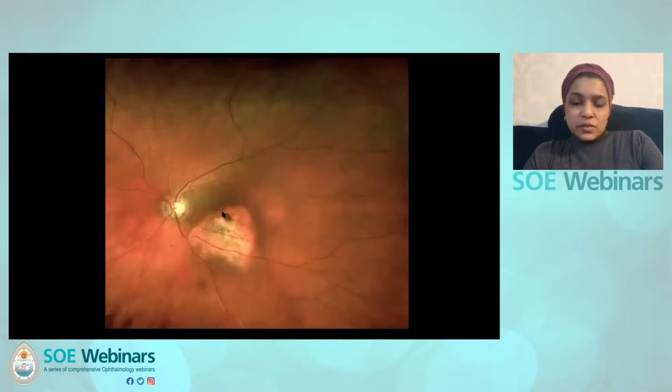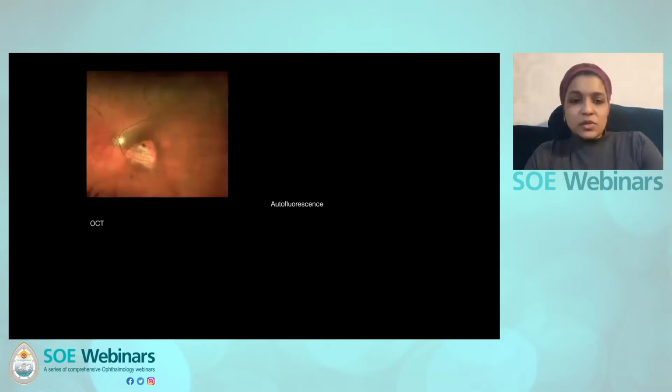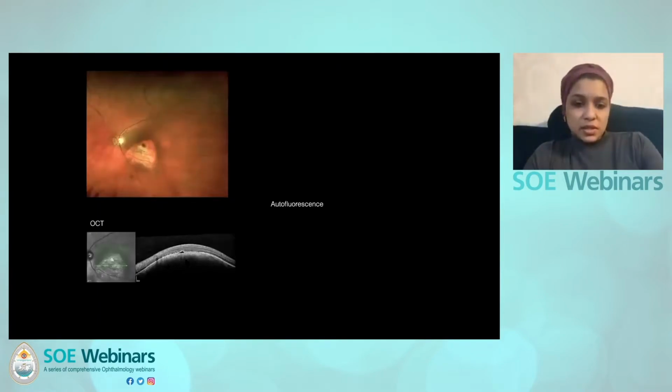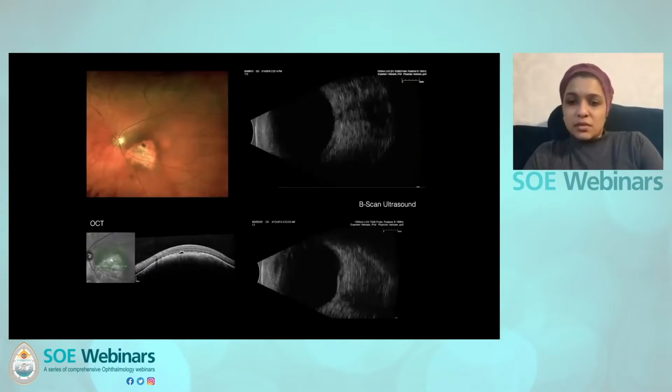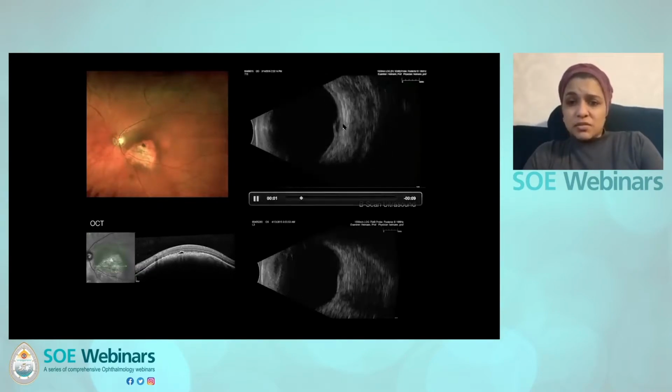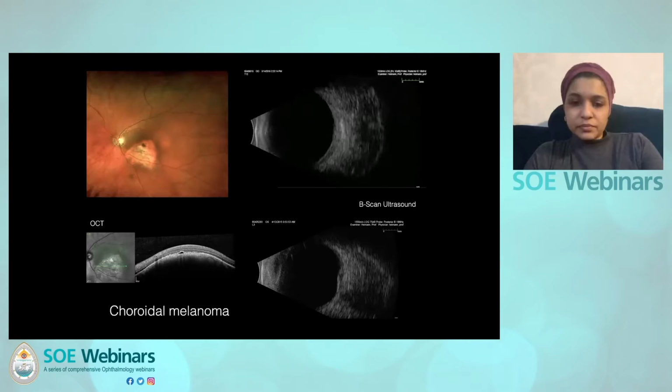Even more difficult are some of these ones. This is an amelanotic lesion with partial pigmentation in the middle and around the outside of it. But if you look at the OCT, you can see it's coming from the choroid. It's got a little bit of subretinal fluid. The autofluorescence does show that this area of pigment is actually lipofuscin because it's highlighting on the autofluorescence. And you can see this exudative activity down here. And actually the dynamic B scan does show you low reflectivity with a nice slice through it, just like a melanoma. So actually this is a choroidal melanoma.